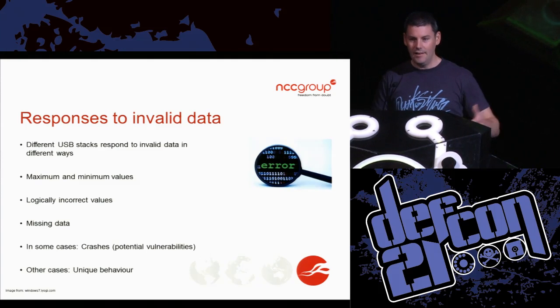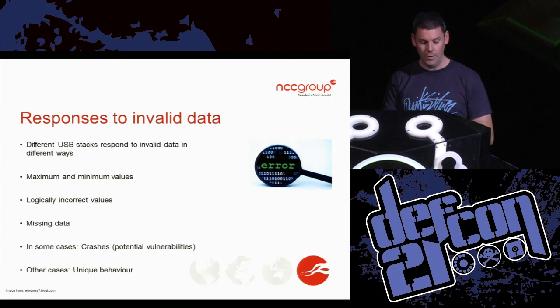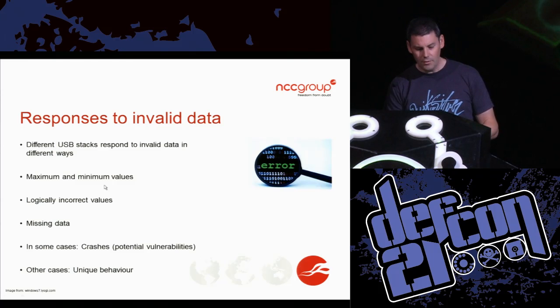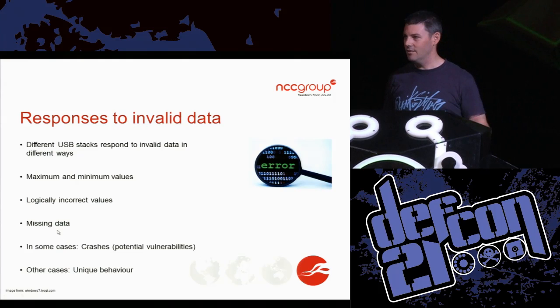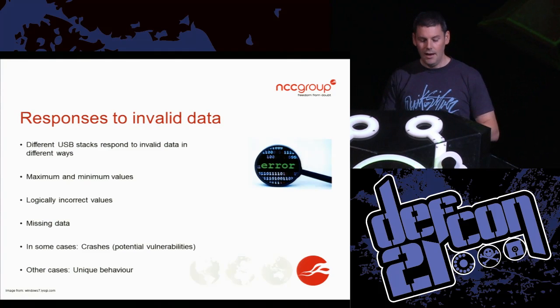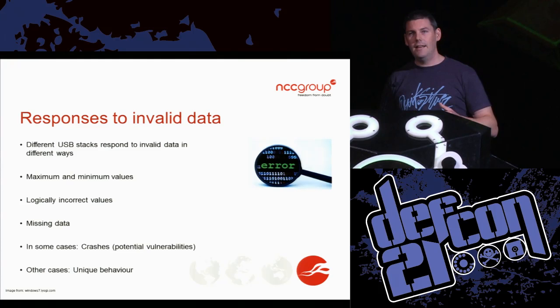Responses to invalid data. There's a whole bunch of different invalid data that you can send within these descriptors, in the responses to the requests during both enumeration and also in the class-specific communication. So things like minimum, maximum values, logically incorrect values, missing data, long strings, format strings, all that kind of stuff. There are some situations that I identified whereby you get unusual behavior that can be used for fingerprinting, but it's more useful as part of test cases for fuzzing to identify bugs.